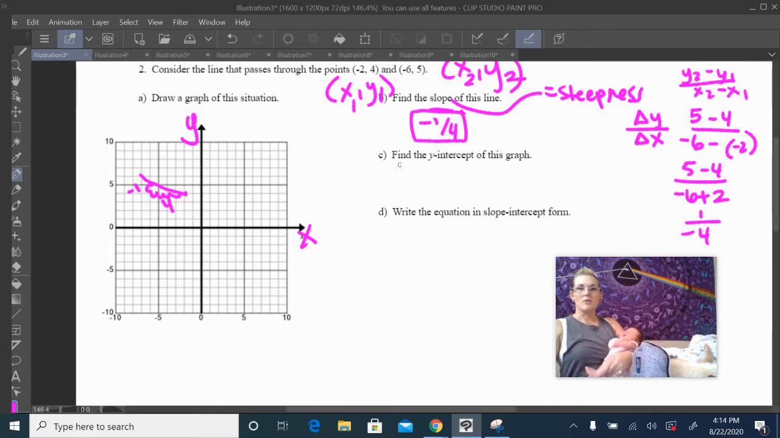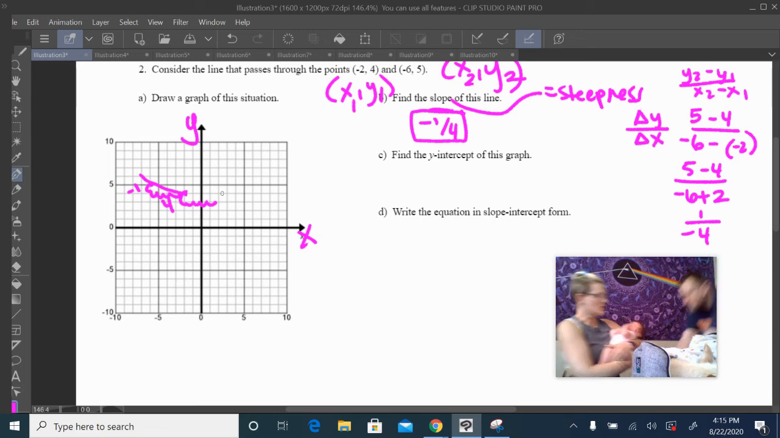All right, so now I want to find the y-intercept. So where does it hit the y-axis? There's a few different ways to do it, and I could go, let's see if this works. I'm going to go down 1, 1, 2, 3, 4. It's kind of hard to see on my graph, but the slope between any 2 points is the same slope between all the other 2 points.